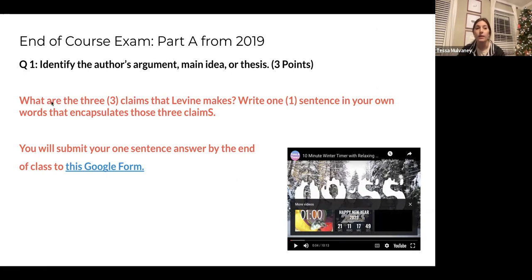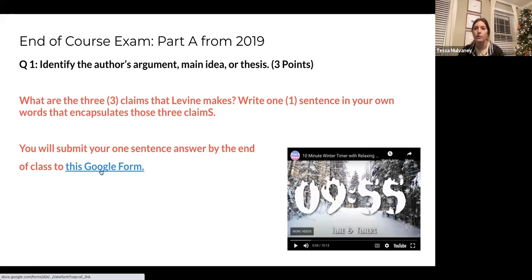So to do that individually, you're going to annotate for what are the 3 claims that Levine makes. And then as a group, you're going to write 1 sentence in your own words that encapsulates those 3 claims. You're going to submit your 1 sentence answer by the end of class today. So you and your group members need to be individually focused on reading and annotating for 10 minutes, then come back together to discuss. And then you'll fill out a 1-question Google form, and then you're done for the day.